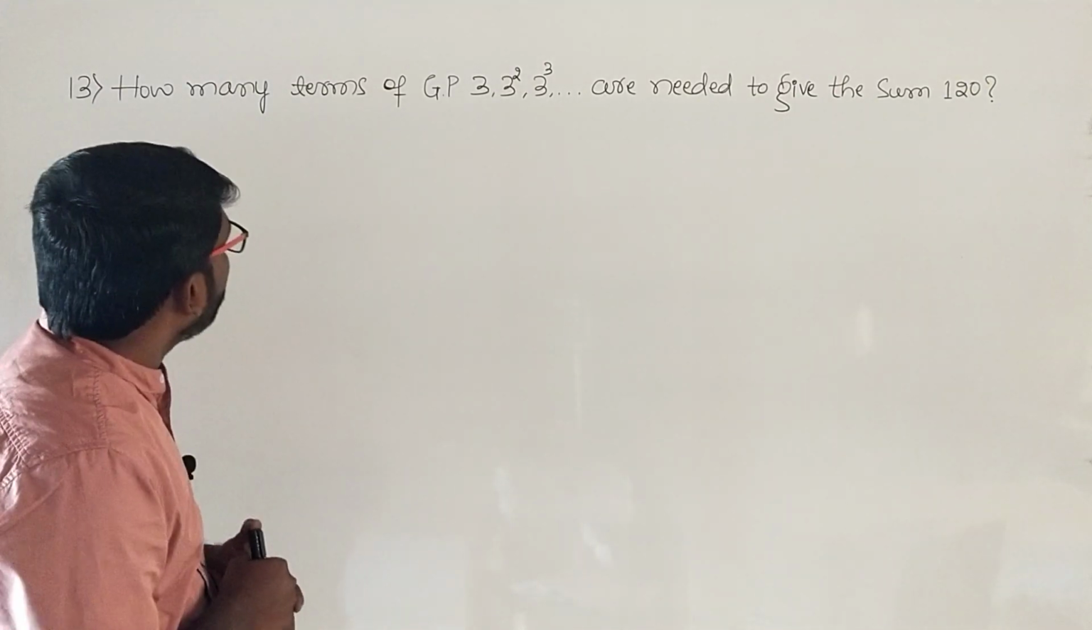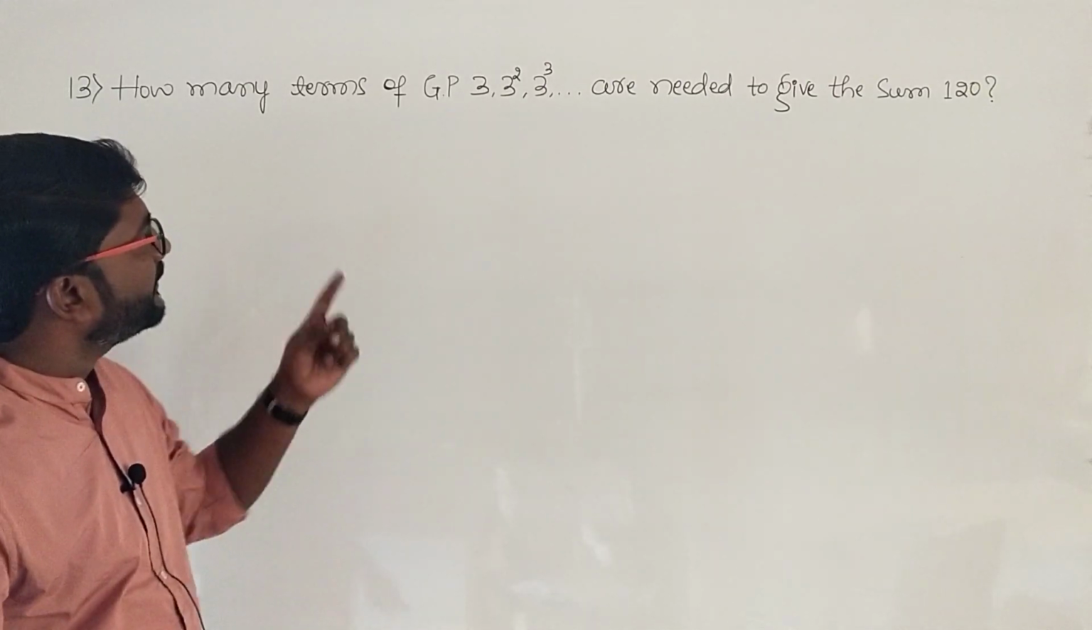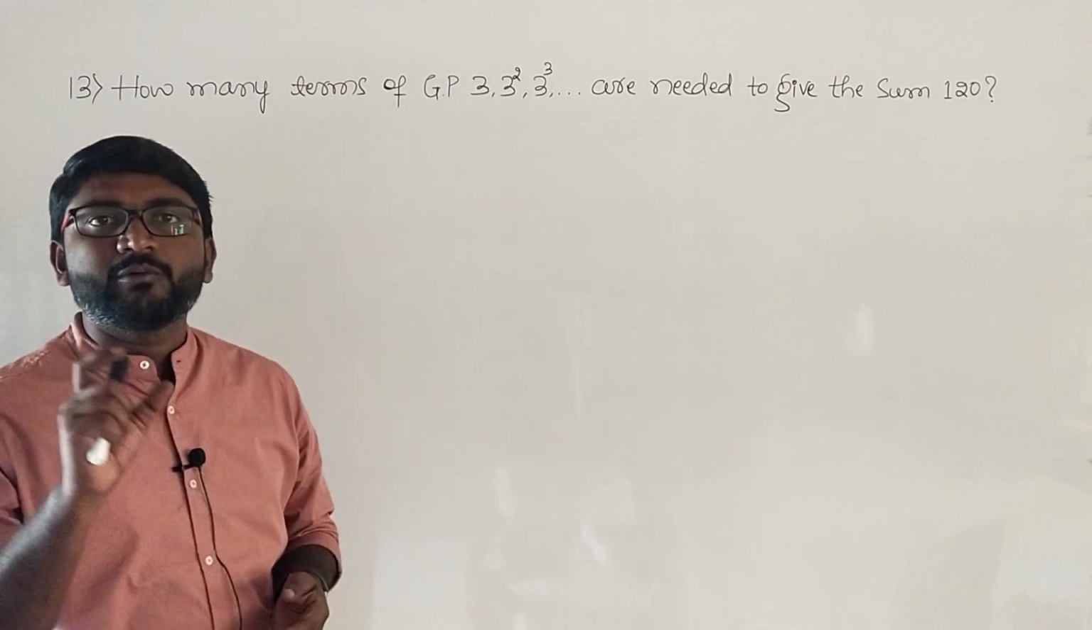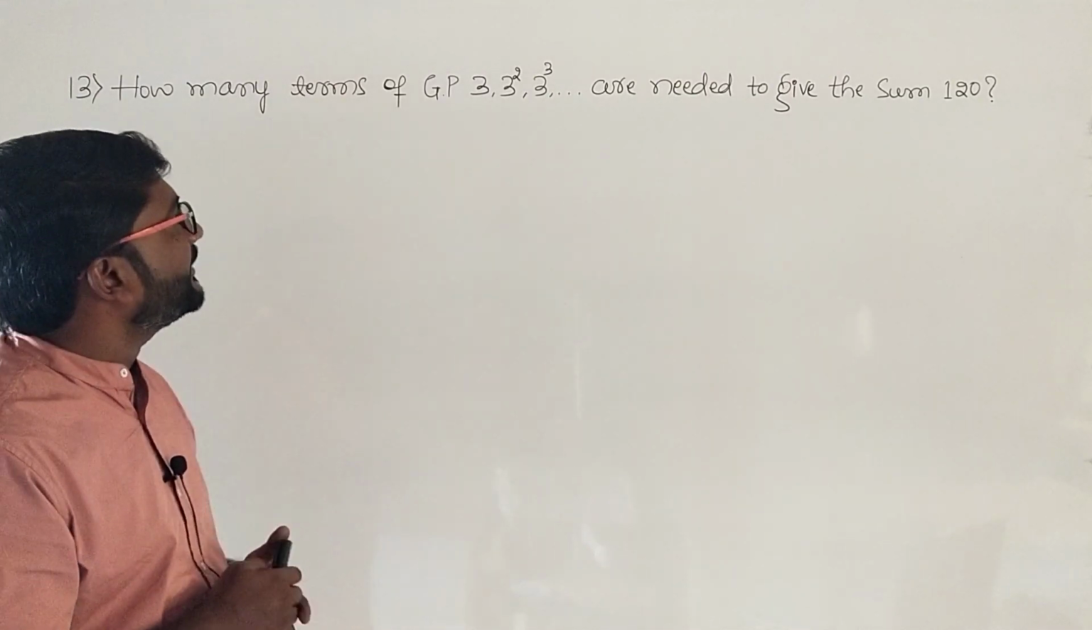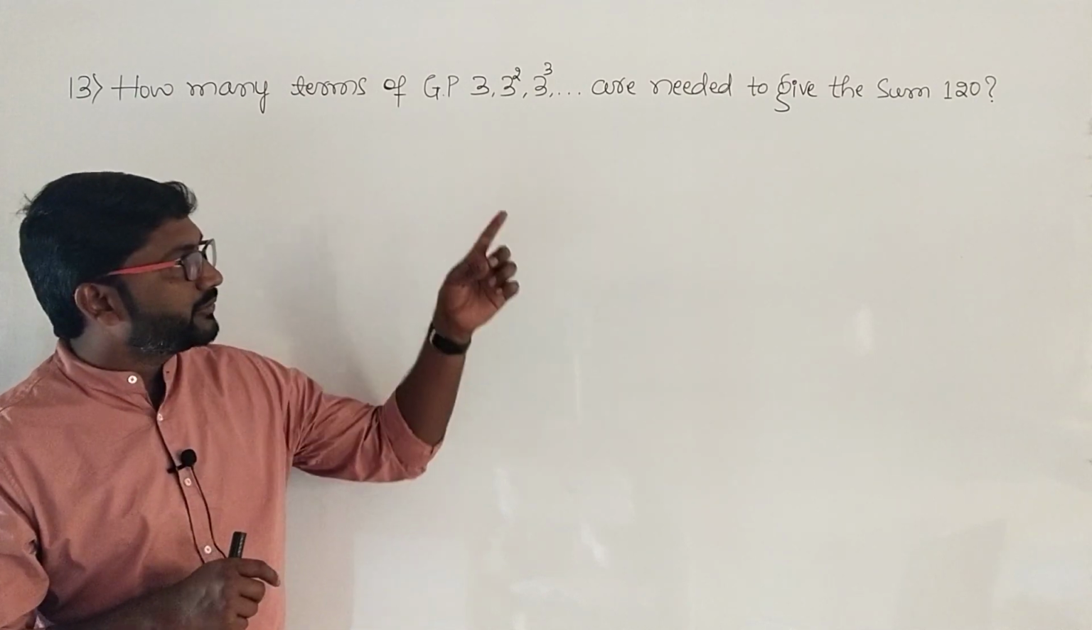The question is how many terms of GP 3, 3 square, 3 cube so on are needed to give the sum 120. So he has given the geometric progression and here we have to calculate the number of terms to give the sum as 120.